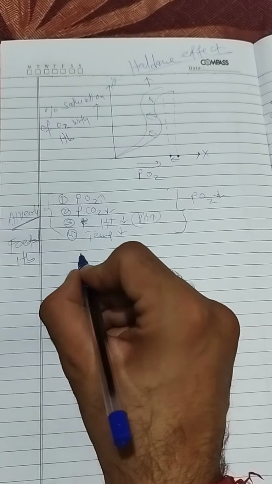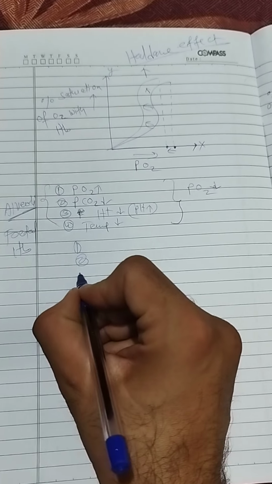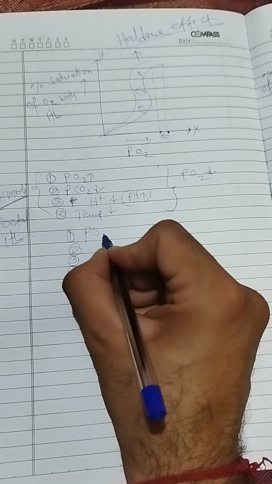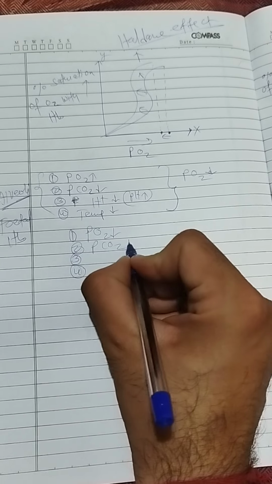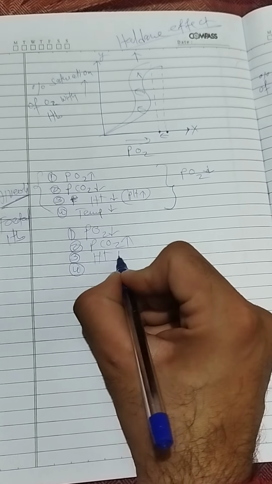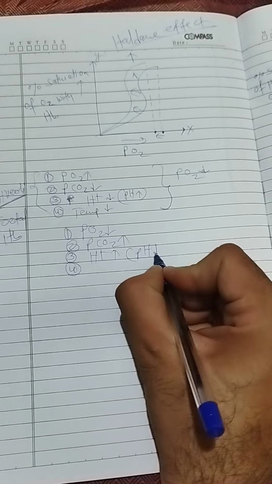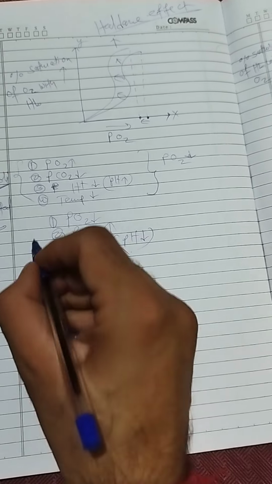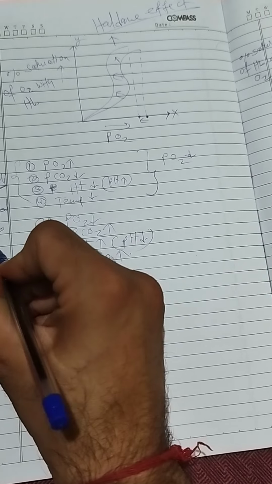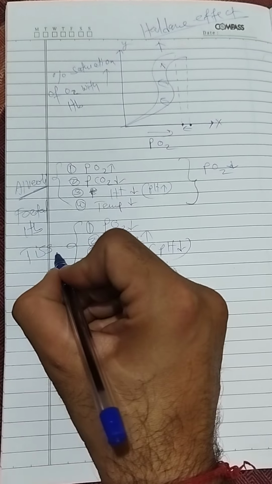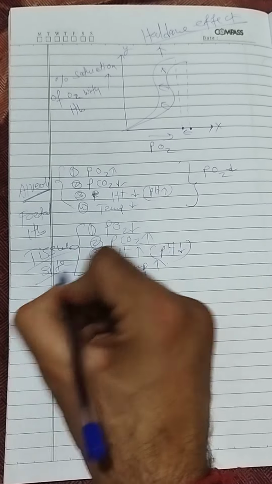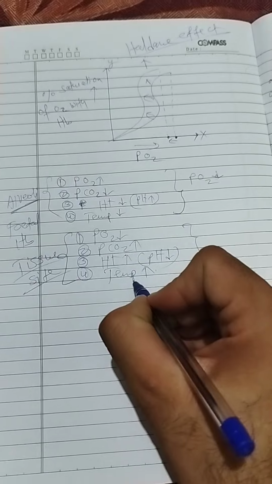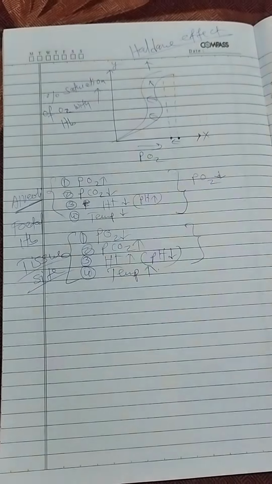Now again we will talk about the four conditions. Suppose the partial pressure of oxygen is less, partial pressure of carbon dioxide is high, H plus ion concentration is high, that means pH is low, acidic medium, and temperature is high. These conditions are found at which place? Tissue site. These are found at the tissue site.